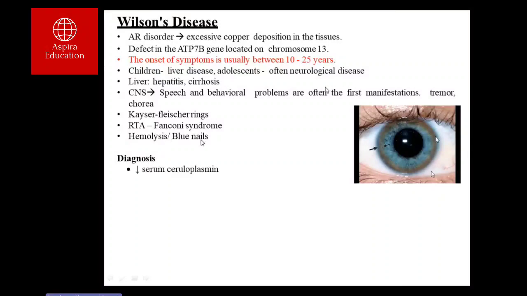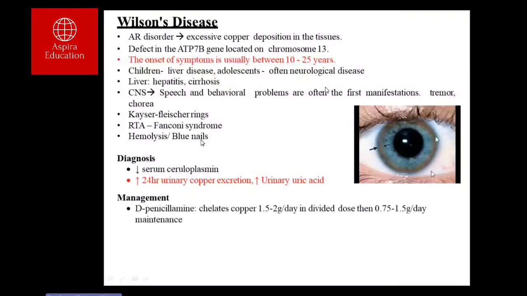So a diagnostic test for Wilson could be decrease in serum ceruloplasmin. Ceruloplasmin is a protein which carries the copper. Now, because copper is in excess, the ceruloplasmin in the blood is already bound to copper. So the free ceruloplasmin level will be decreased. Because copper is high in the blood, it will be excreted in the urine. So if you measure the 24-hour urinary copper excretion, it will be very high. In addition, there could be an increase in the uric acid level, which is corroborative evidence, because uric acid is not absorbed again because of tubular injury.